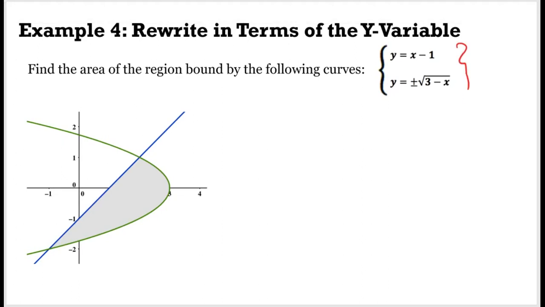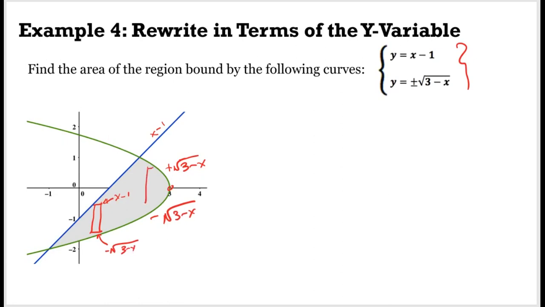We see that we have y equals x minus 1. That is our linear equation. And then we have y equals plus or minus the square root of 3 minus x. The positive square root is the top half of the function. The negative square root is the bottom half of the function from the x-axis. So if I draw a Riemann rectangle here, I see that the top of the function is x minus 1, and the bottom of the function is the negative square root of 3 minus x.